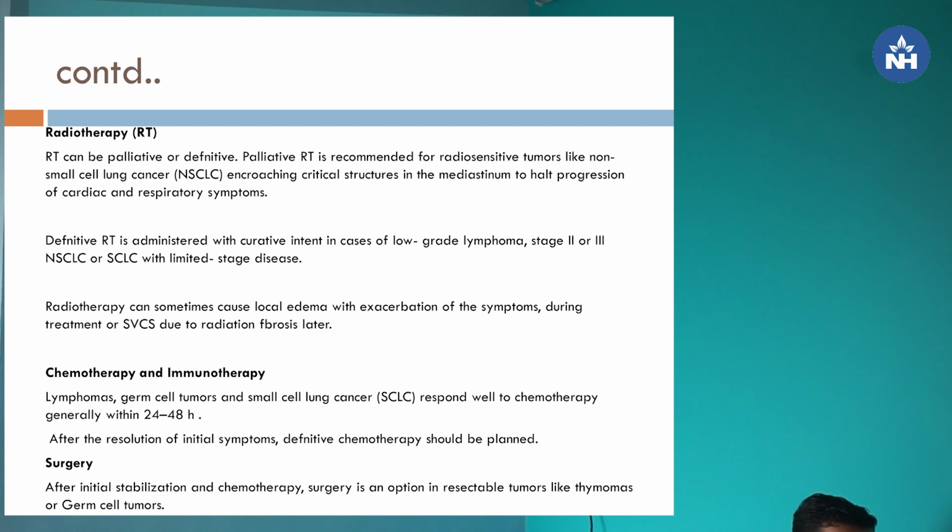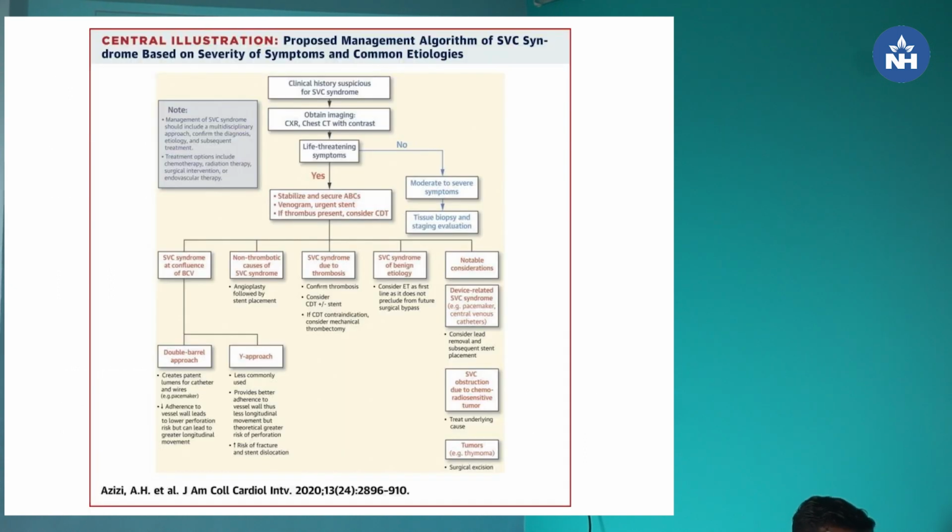Chemotherapy and immunotherapy: lymphomas, germ cell tumors and small cell lung cancer. Life-threatening symptoms, we stabilize, secure the airway, breathing, circulation. Venogram, urgent stent. If thrombus is present, we consider catheter-directed thrombolysis. If there are no life-threatening symptoms or moderate to severe symptoms, tissue biopsy and staging evaluation.